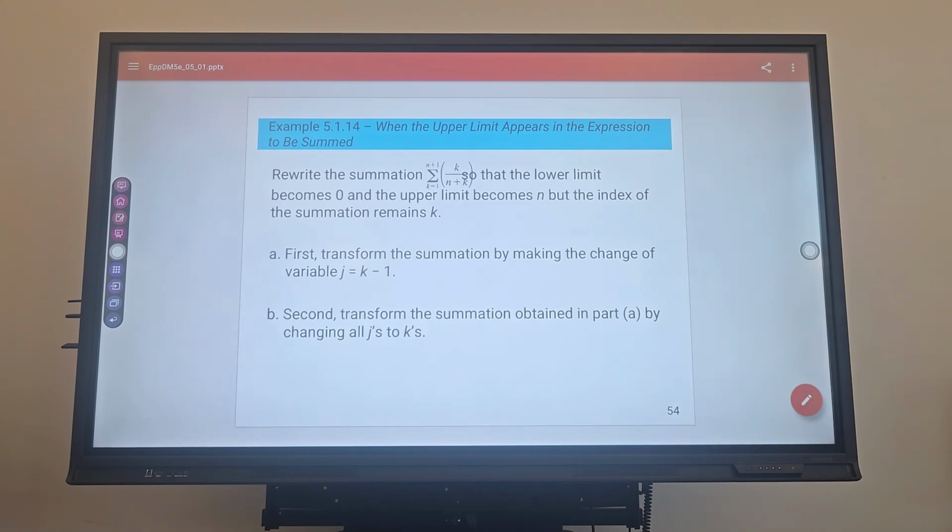So rewrite the summation here so that the lower limit becomes 0 and the upper limit becomes n, but the index of the summation remains k. First, transform the summation by making the change of variable j equals k minus 1. Second, transform the summation obtained in part A by changing all j's to k.